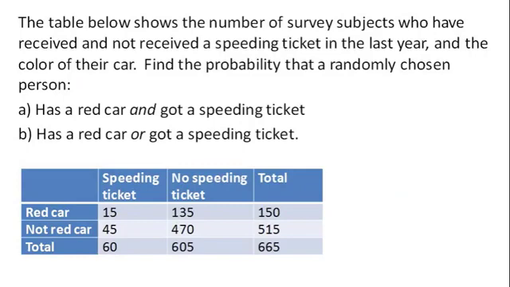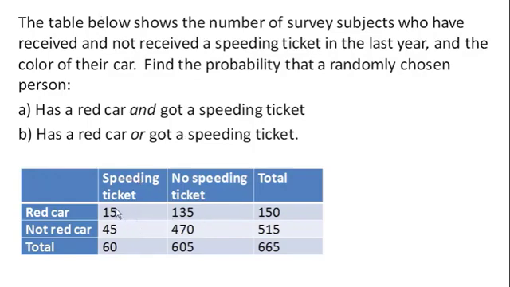So here we have a table showing the number of survey subjects who have received and not received a speeding ticket in the last year, and the color of their car. And we're going to find the probability that if we were to choose one of these people at random, the person has a red car and got a speeding ticket, and then secondly, has a red car or got a speeding ticket.